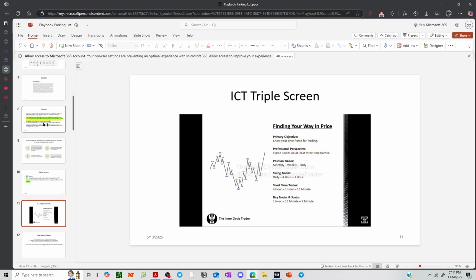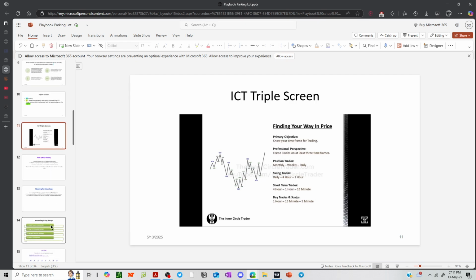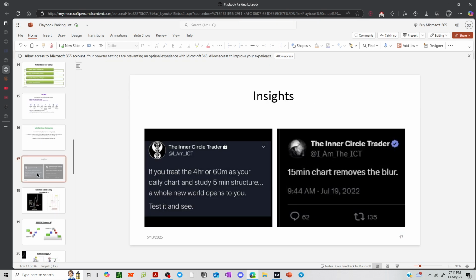So here we go. And again, this is the focus. If you treat the 4-hour or the 60-minute as your daily chart and study 5-minute structure, a whole new world opens to you. Test it and see. And also the 15-minute chart removes the blur. So if things aren't clear on the 4-hour or 60-minute, then it looks like it's scalping time, so to speak. For me, if I use the 15-minute as that higher time frame chart, I am definitely going to be a scalper at that time.